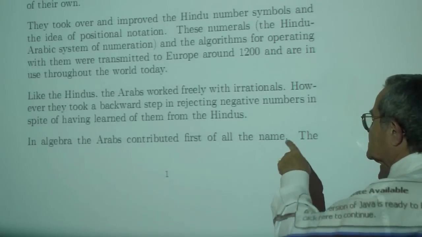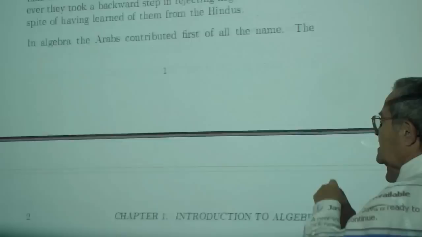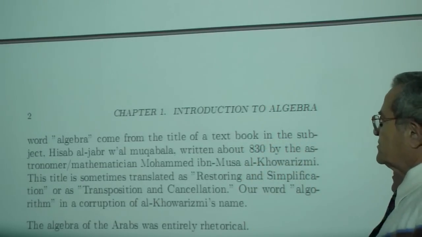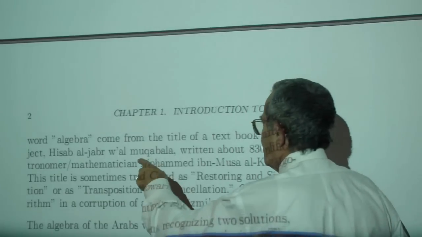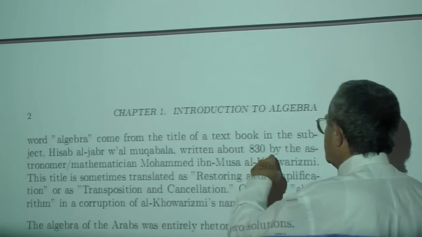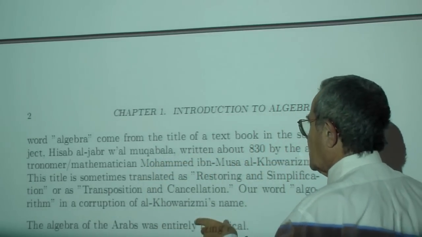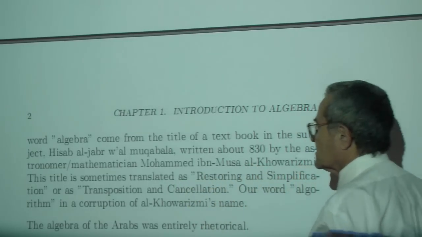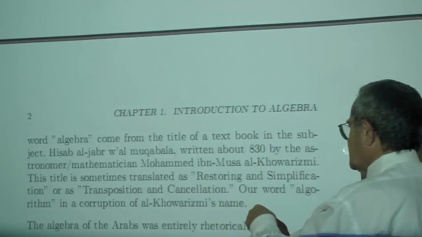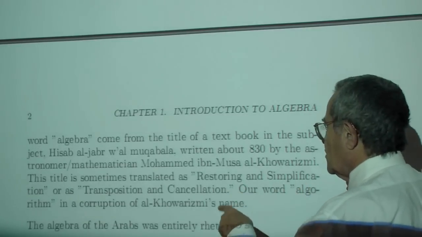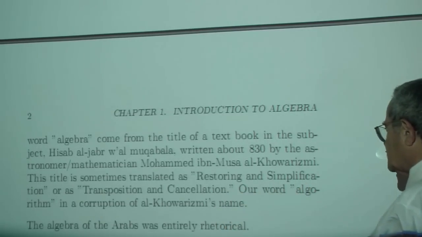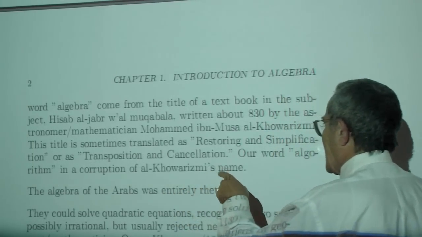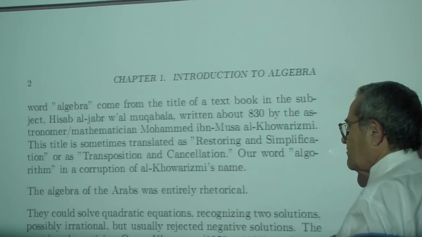In algebra, the Arabs contributed first of all the name. The word algebra came from the title of a textbook in the subject, Hisab al-Jabr wal Mukabala, written about 830 by the astronomer and mathematician Muhammad ibn Musa al-Khwarizmi. This title is sometimes translated as restoring the simplification or as transposition and cancellation. Our word algorithm is a corruption of al-Khwarizmi's name.